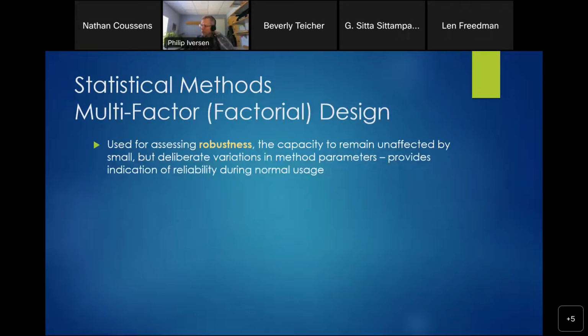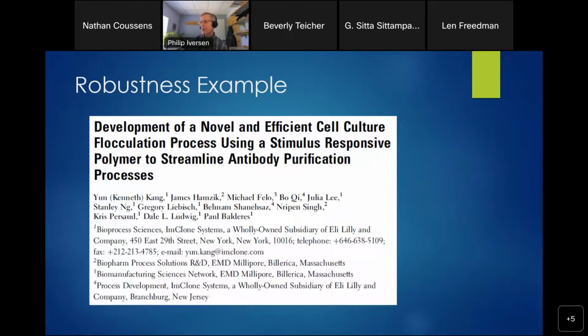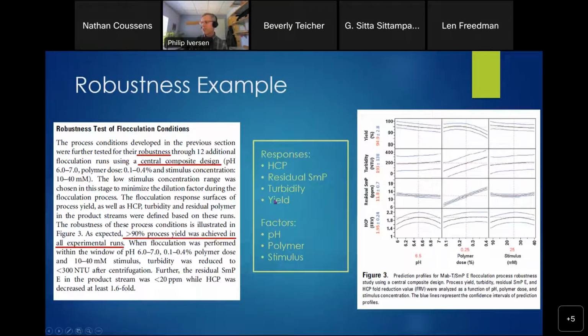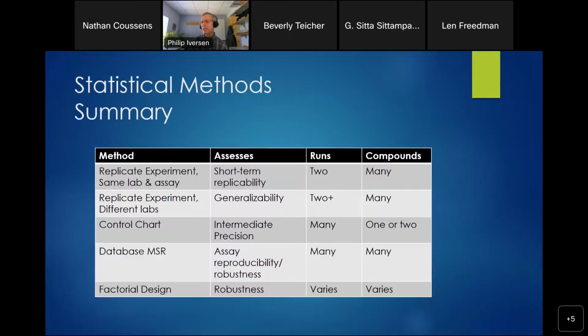The multi-factor factorial design I talked about as a method for robustness. In the interest of time, I'll skip over the details of that, but there is a paper here. Sita sent me this paper many years ago, and it's a good example of intentionally tweaking the conditions to check for reproducibility and robustness. They got greater than 90% yield over all the experimental runs because they were varying things only a little bit. There were 3 factors and 4 different responses, but the focus being on yield. Everything's plotted over there on the right. Let me skip over that so I can talk about this last topic, which I think is more important.